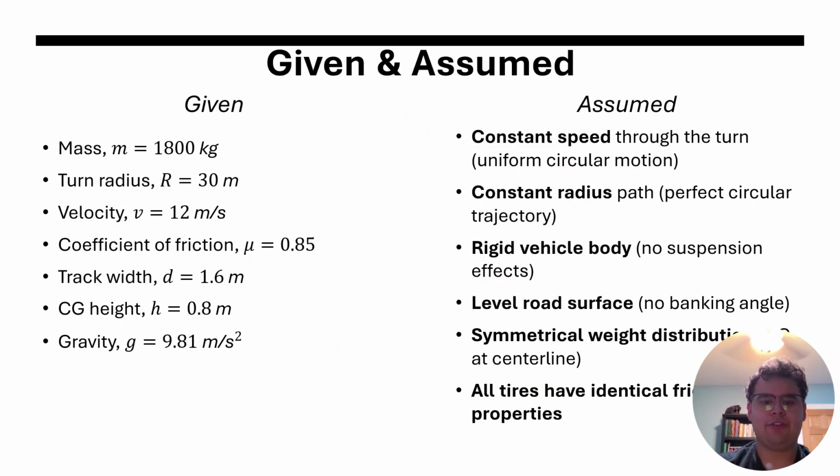So our givens and assumptions: we have a mass of 1,800 kilograms. Our turn radius is 30 meters. Our velocity is 12 meters per second. The coefficient of friction is mu equal to 0.85. Track width is d equal to 1.6. The height is 0.8, and gravity is 9.81. And then we assume constant speed, circular path, rigid body, and level road surface to apply our dynamics equations.